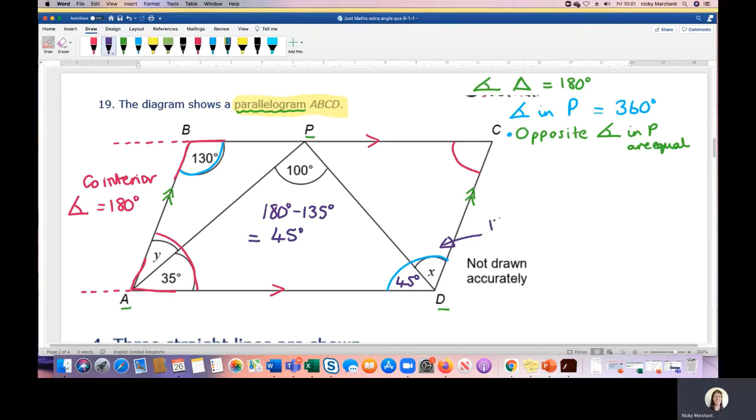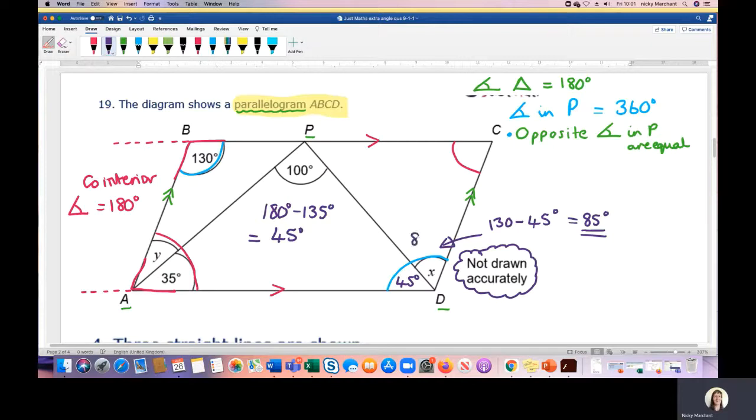This is 130, this corner angle. So if I take away the 45 that I've just found, I get an angle of 85 degrees. Now, this is where that little label that says not drawn accurately is definitely worth noting, because these two angles here don't look very different to me, but by calculation, this one is 45, and this one is 85. So don't be thrown, make sure you take that into account. It's not drawn accurately, so they're not going to look like accurate angles.